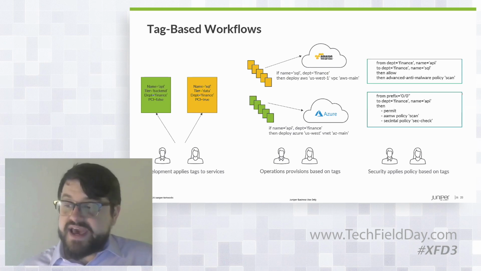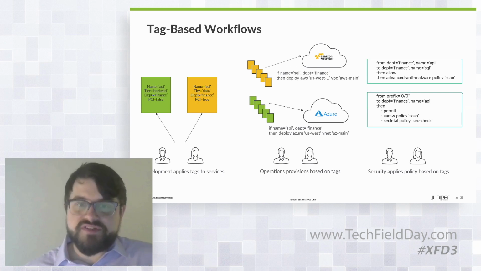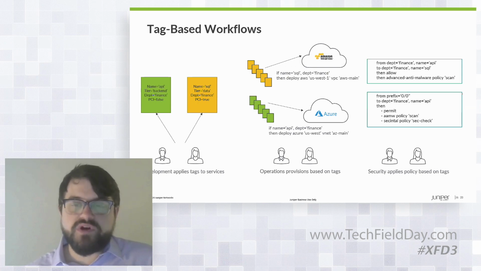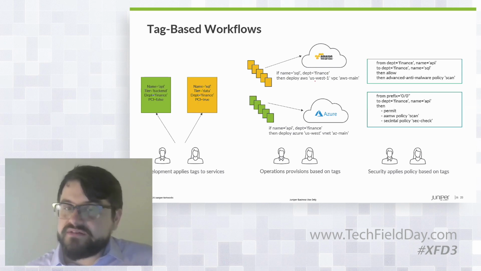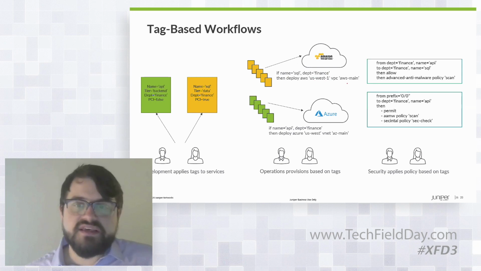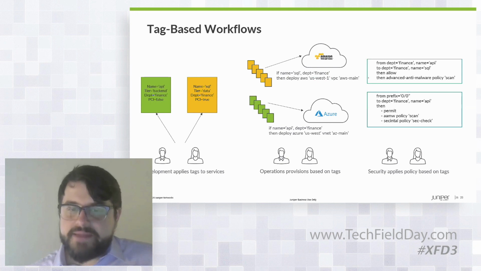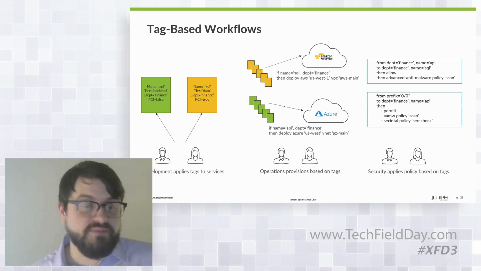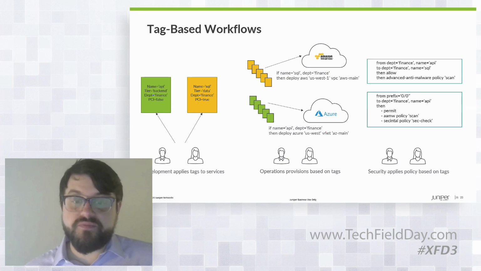So they can use those tags without necessarily knowing any of the low-level details of the application to know where to deploy those instances. So in this example, we're deploying our SQL instances on AWS in the US West 1 availability zone, in this case, in a VPC called AWS main. But our API service, we're deploying in Azure. Maybe there's a cost consideration there. It might just be cheaper and more efficient to do so.